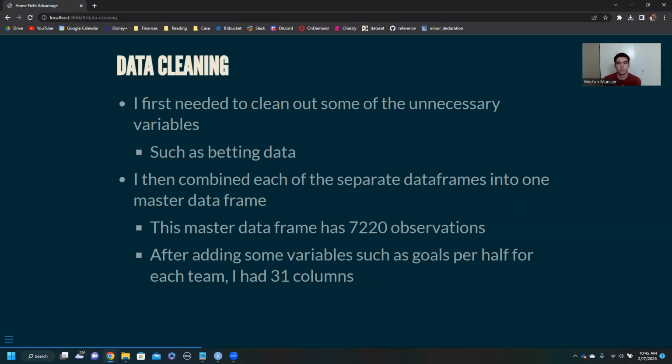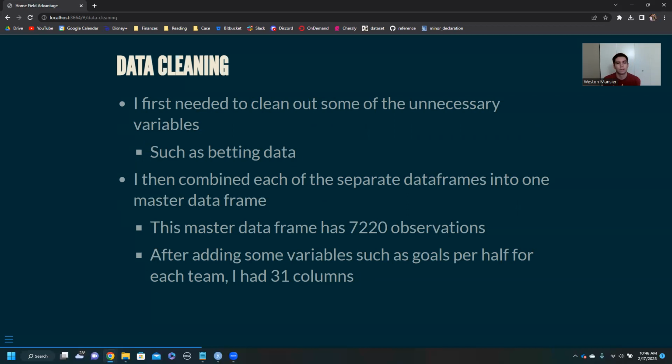My data cleaning process was relatively simple. First, I just needed to clean out some of the unnecessary variables. This included essentially the betting data. A lot of the newer data frames had information on betting odds and things like that. This already has a decent amount of modeling built into it, so I wasn't really interested in using this because I think it would make the job a little easier.